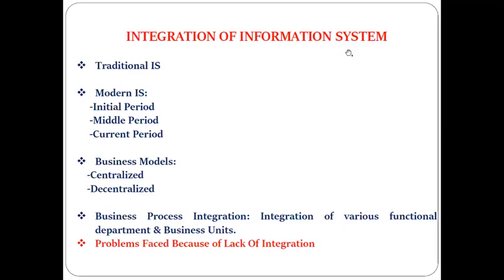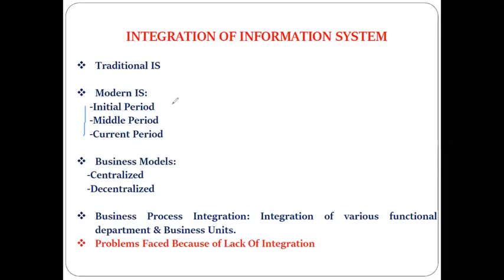Now, in the modern information system also there are various phases, or we can say revolution in the modern information system also. Revolution in the sense the initial period information system, then the middle period modern information system, and the currently available modern information systems. Now the points that yesterday we have discussed were related to the initial period kind of modern information system.